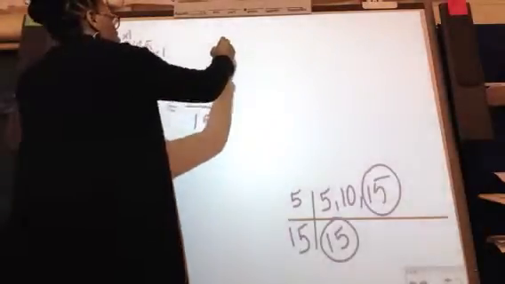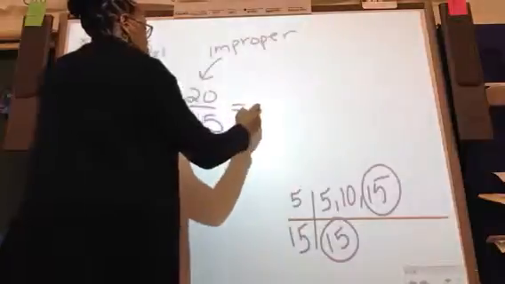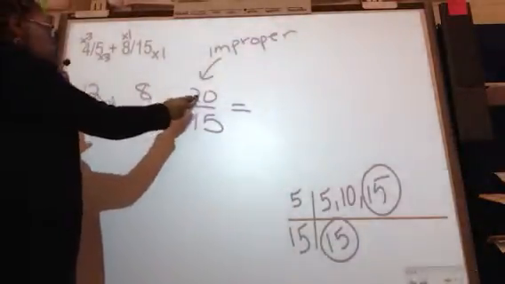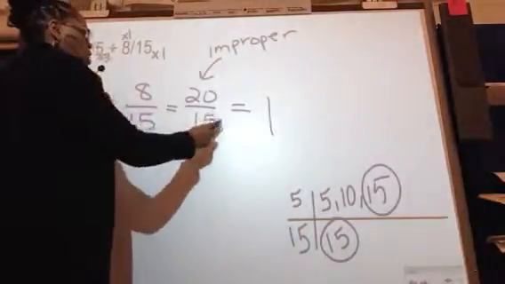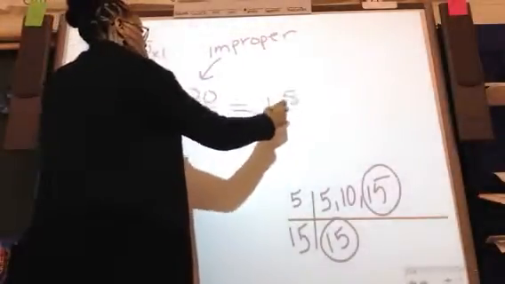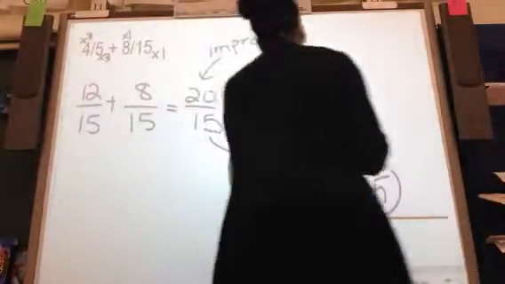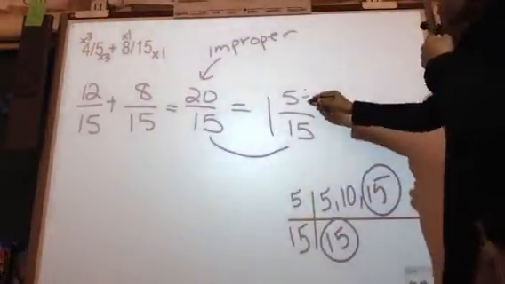Improper. So we have to change it to a mixed number. How many 15s go into 20? 1. 1 times 15 is 15, and how much is left? 5. And then the denominator comes over: 1 and 5/15. And notice this can reduce.